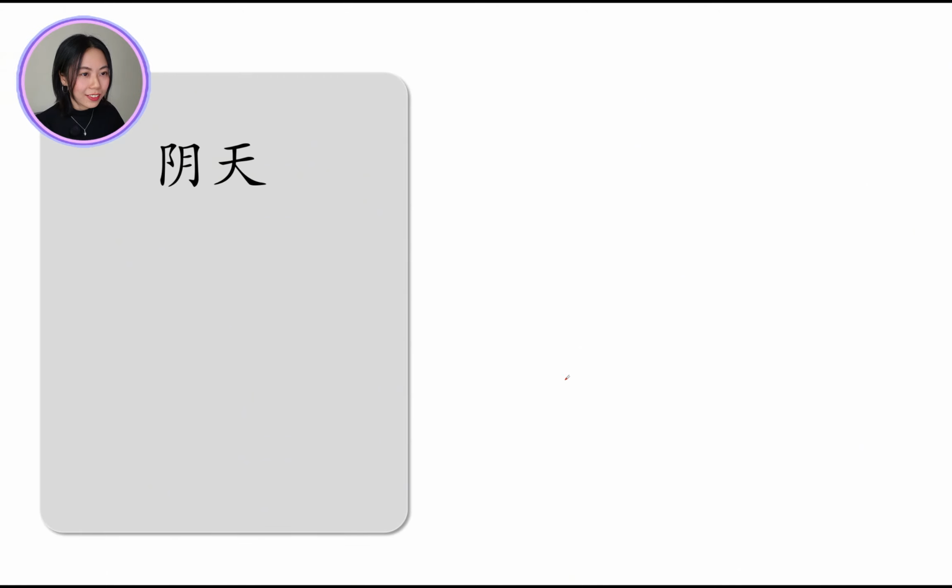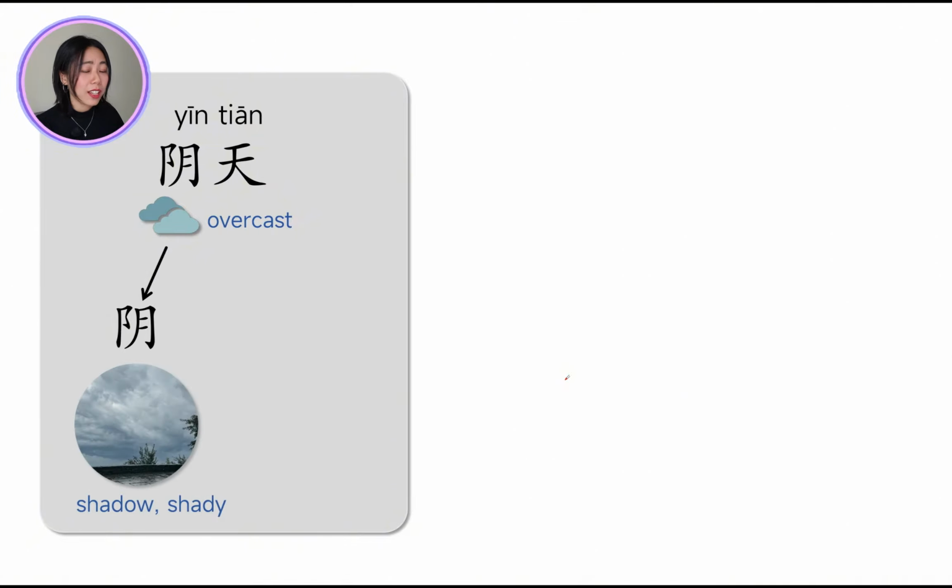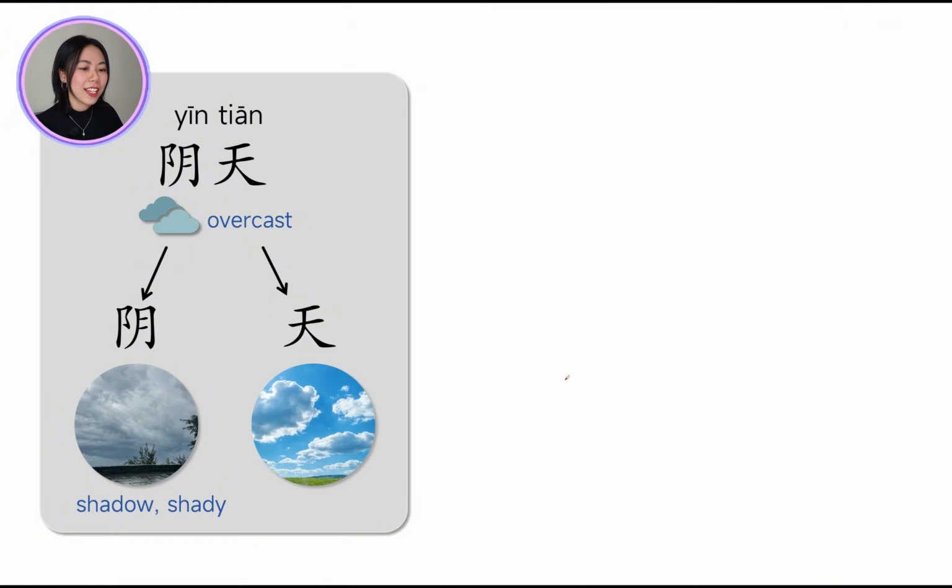阴天 means overcast. It just means the weather is not bright, it's kind of dark. 阴 which means shadow and shady. It's not bright. 天 we know that. Day, sky. So 阴天 together, that's shadow day, shady day, dark day, overcast.